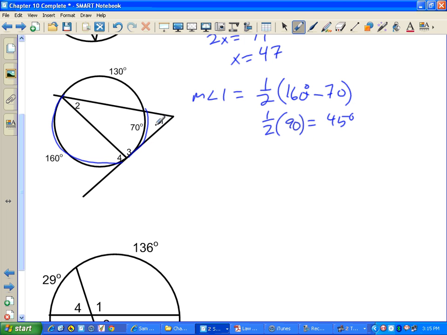Okay, angle 2 here. Okay, let's look at angle 2. Angle 2 is an inscribed angle. All right, so it's going to be half of 70. So measure of angle 2 equals 35.